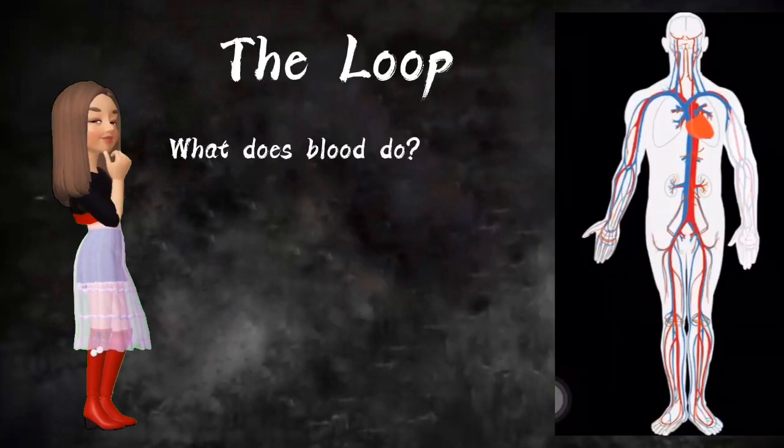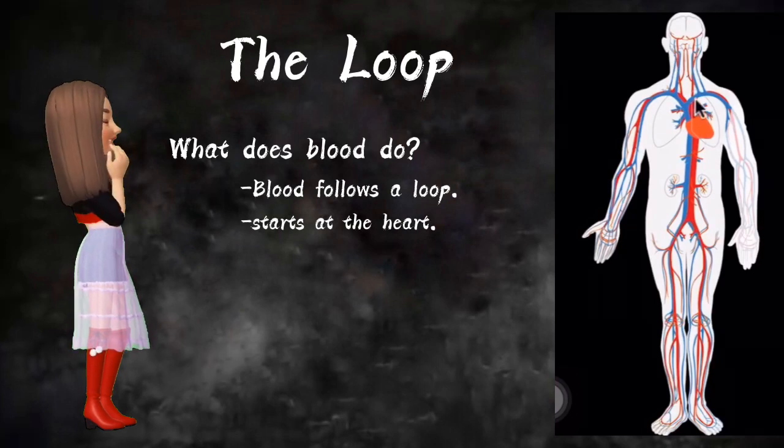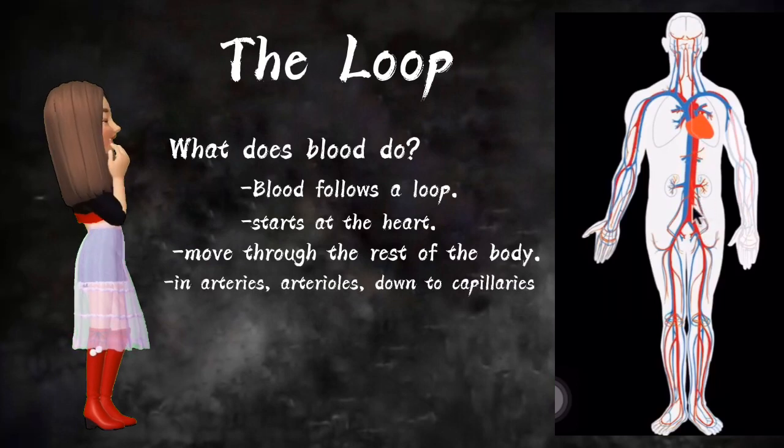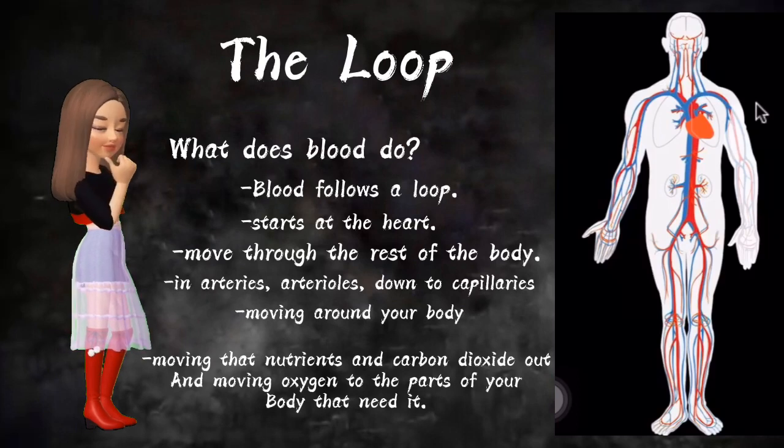So what does blood do? Blood follows a loop. It is going to start at the heart. It is going to move throughout the rest of the body in arteries, arterioles, eventually down to the capillaries, and then comes back again. And so it keeps moving around your body. It is moving nutrients, it is moving carbon dioxide out, and it is moving oxygen to the parts of your body that need it.